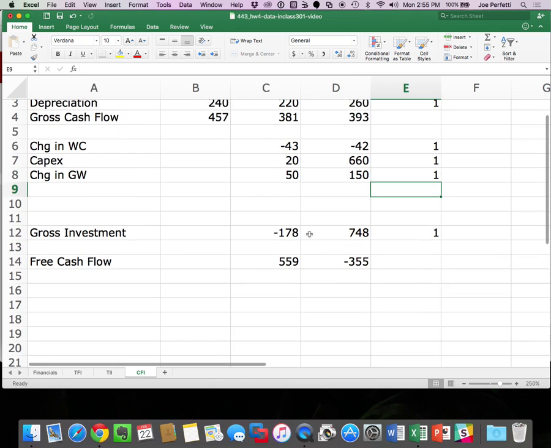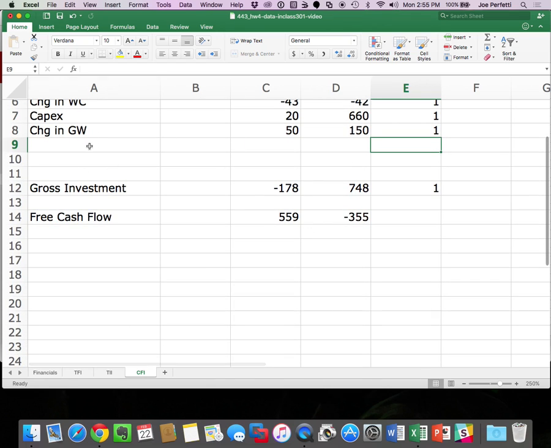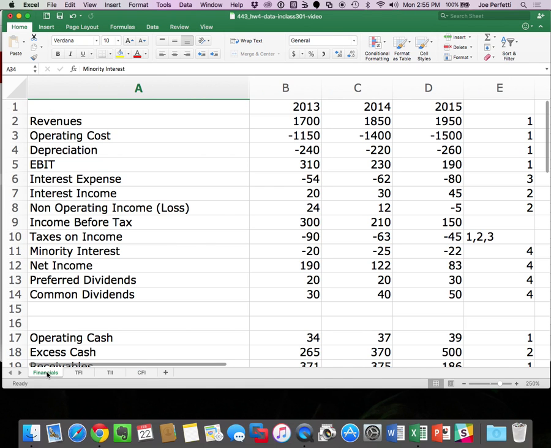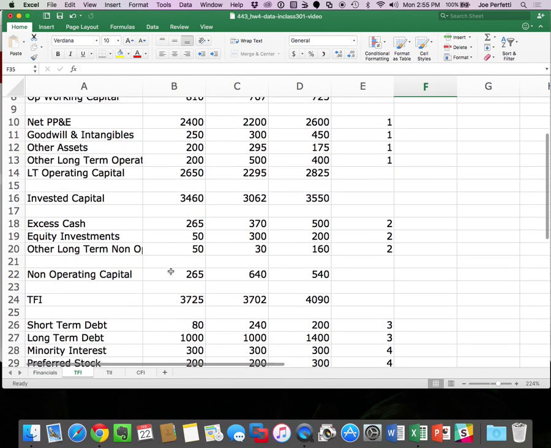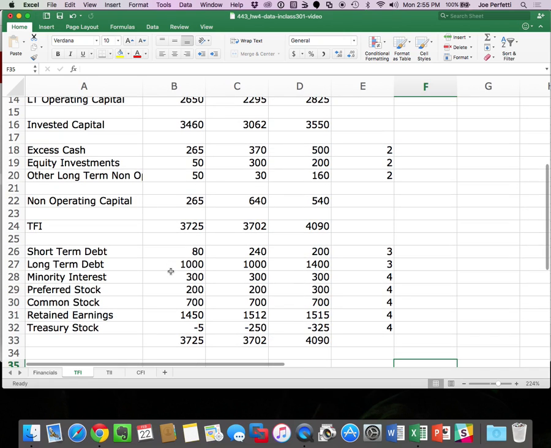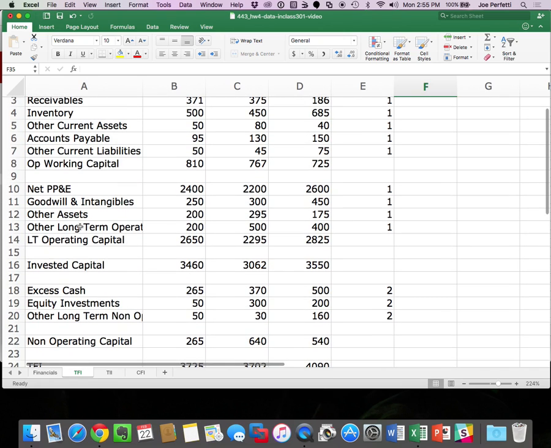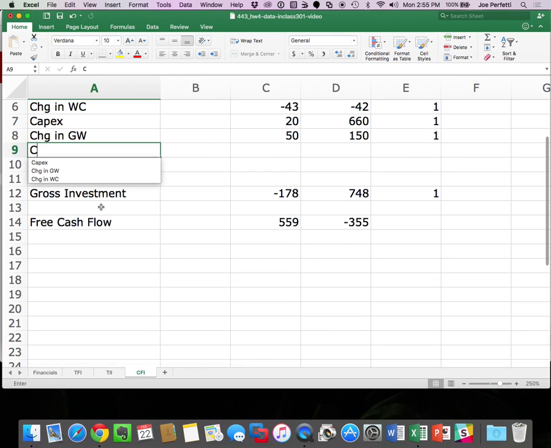All right, back to this. Changing goodwill. Next, in the interest of time, we'll move a little bit faster. What do we got here? TFI. Got change in goodwill. We got, what's next? Change in other assets, change in other long-term operating liabilities. So back to this. Change in other assets, change in other long-term operating liabilities.